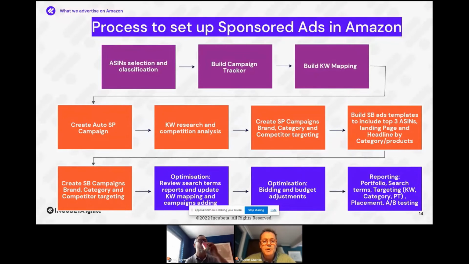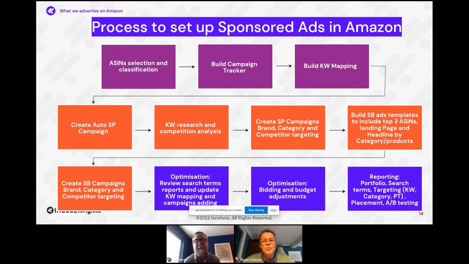We have a fairly considered and well thought through process for setting up sponsored ads on Amazon. This roadmap gives you an idea of the critical actions that we take. First up, if you have a large portfolio of products, we don't recommend you advertise everything in one go. Best to start with your top sellers. So the selection and classification process is key.